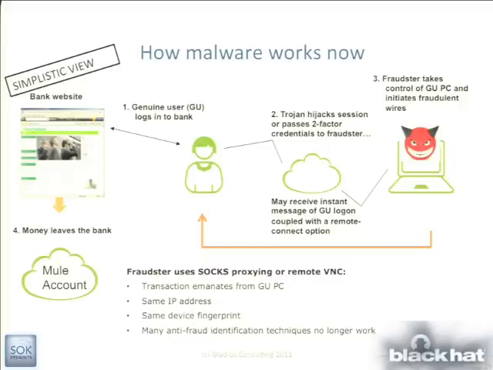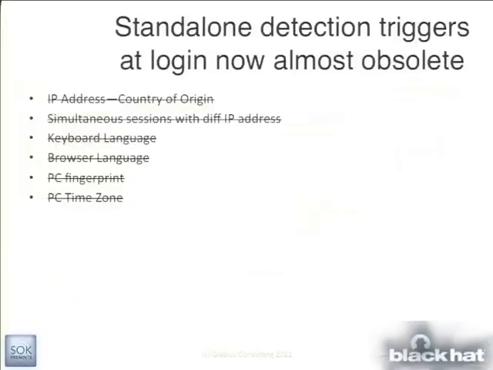So when you use SOCKS or remote VNC, the transaction we see in the bank definitely comes from the genuine PC. You've got the same IP address, same language, same screen resolution. If we have a device fingerprint where we look at things like your time zone, your MAC address, everything you name it in the world, as far as we're concerned, it's absolutely the same. So, if you're sitting in a bank right now, you've got all of this to rely upon.